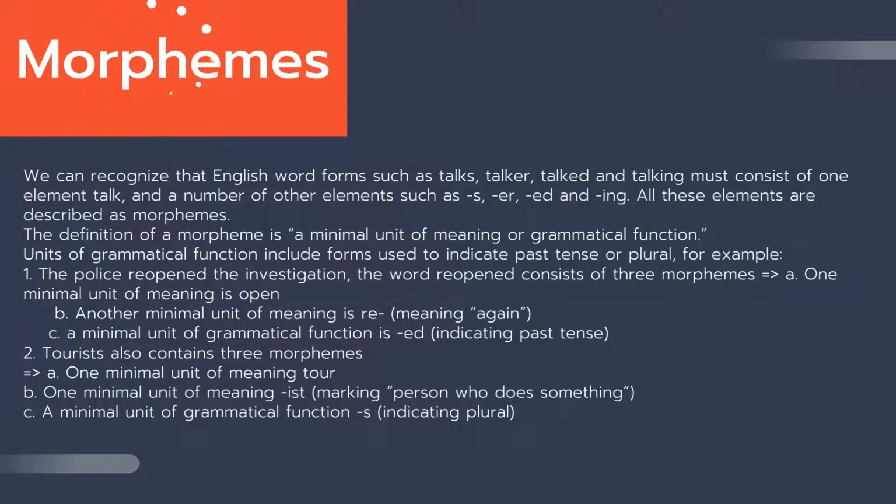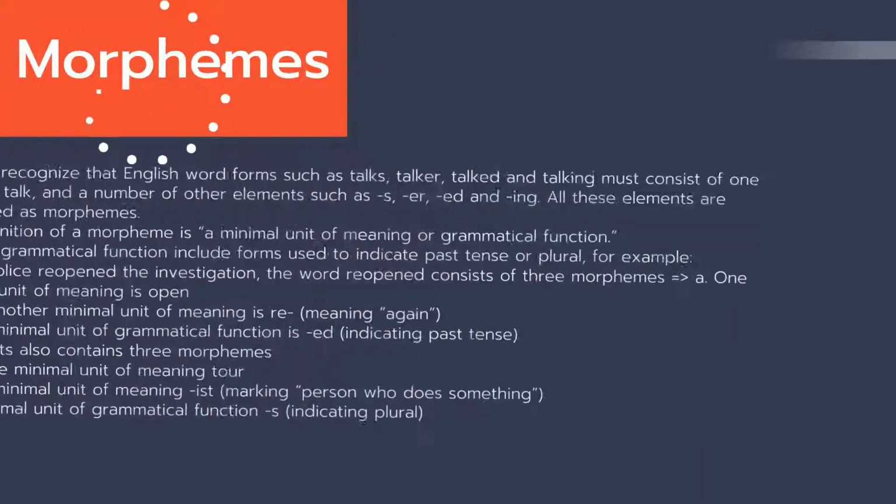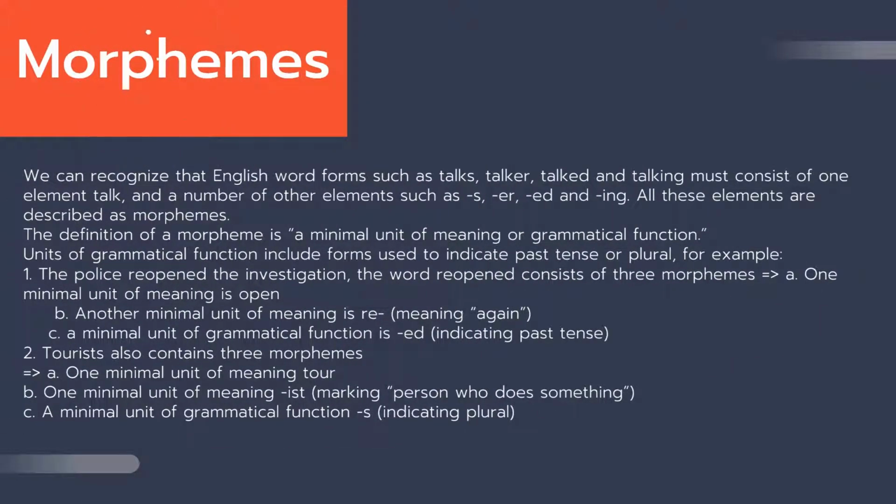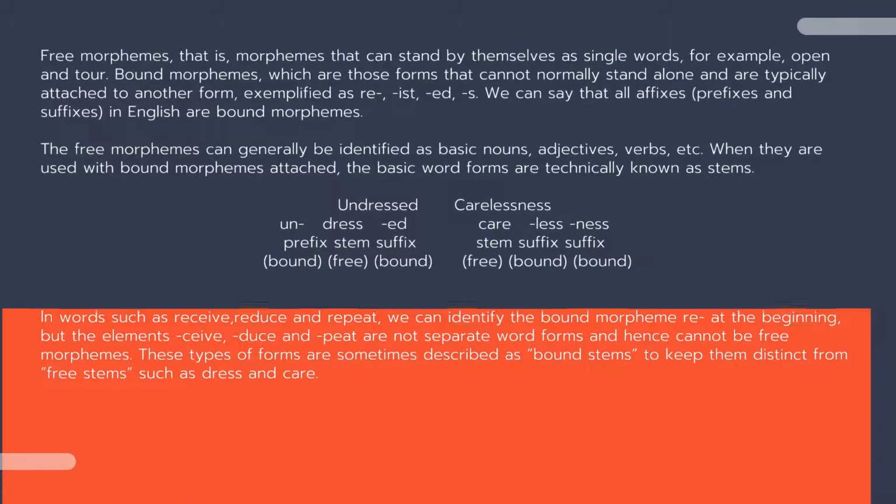2. Tourists also contains three morphemes. A. One minimal unit of meaning is tour. B. One minimal unit of meaning is -ist, marking a person who does something. C. A minimal unit of grammatical function is -s, indicating plural.